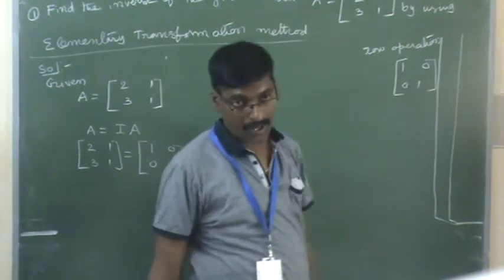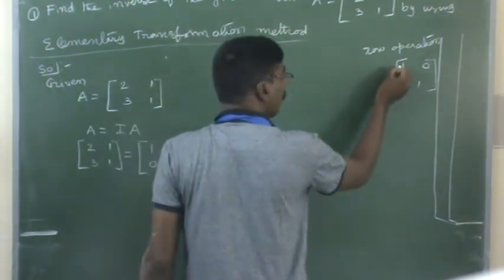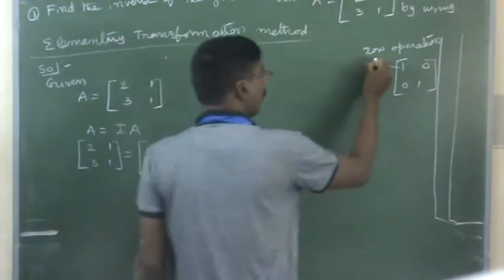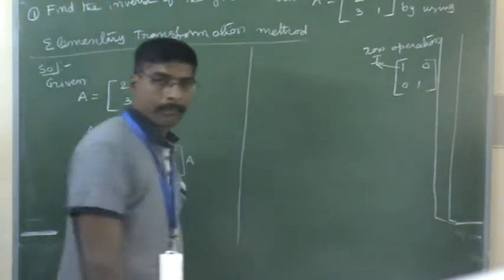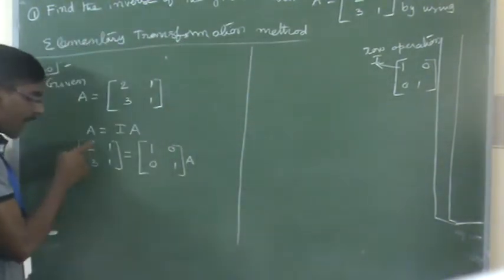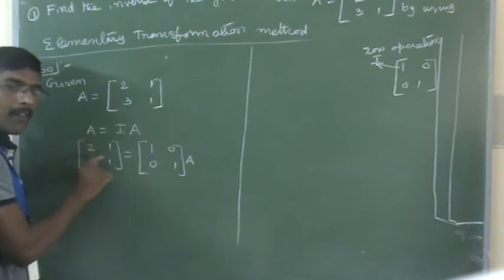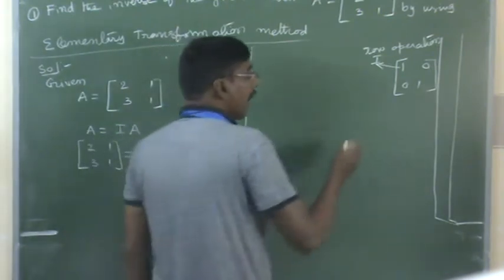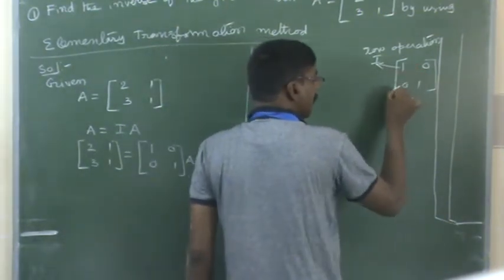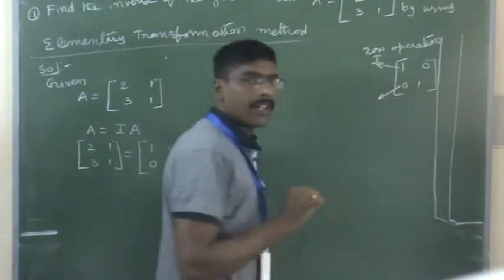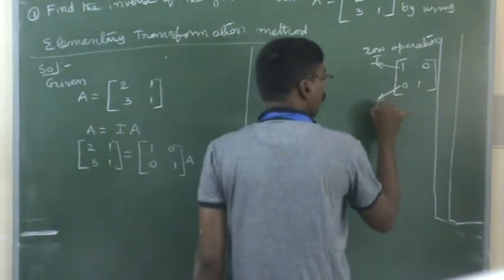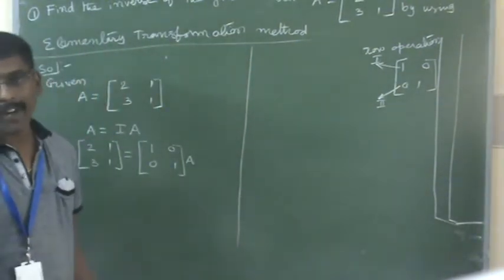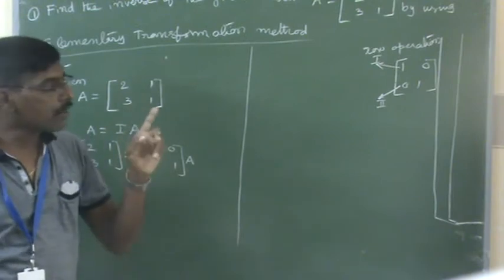Here also we are using one logic. First we need to convert the A11 place to 1. That is the first step. Next, by using this A11, the A21 place should be converted to 0. This is the second step. We should follow the same steps. We should not go our own way. The method should be very clear.